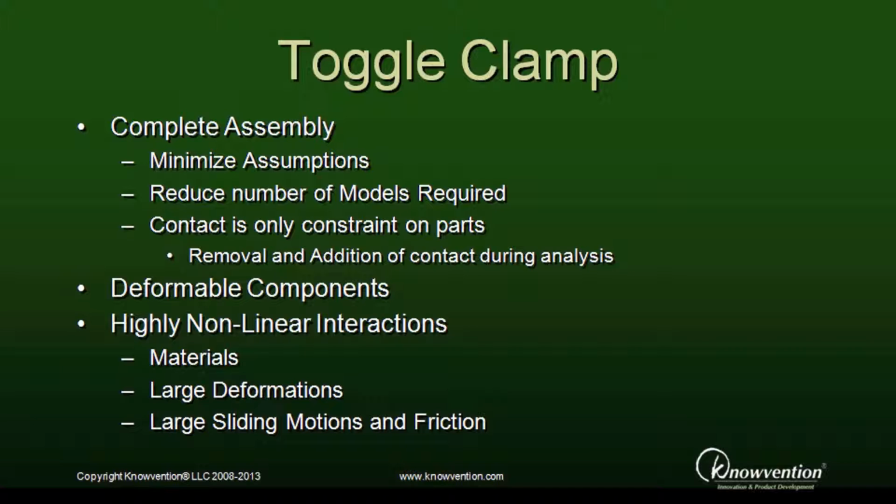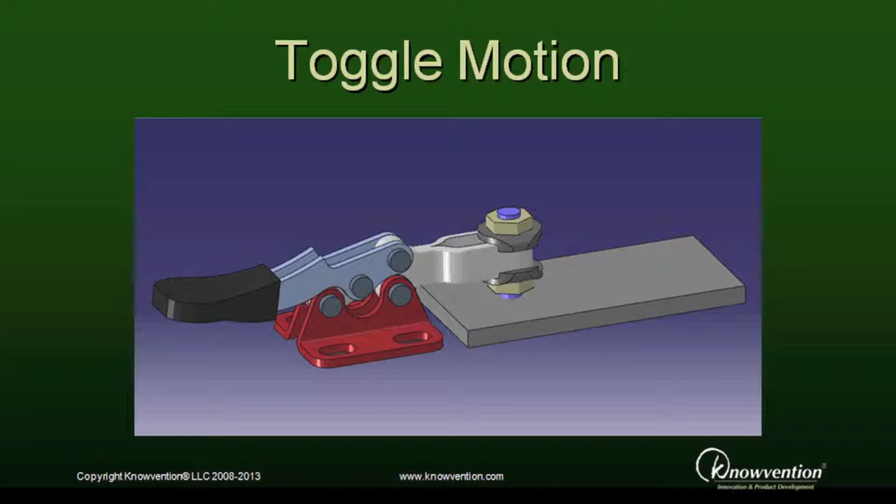This model is a complete toggle clamp assembly. All components are deformable, and contact is the only constraint between the parts. It involves highly nonlinear behavior, including materials, large deformations, contact, and finite sliding with friction. One assembly model can replace many component models, reducing development time and costs. Here we see the toggle clamp mechanism.